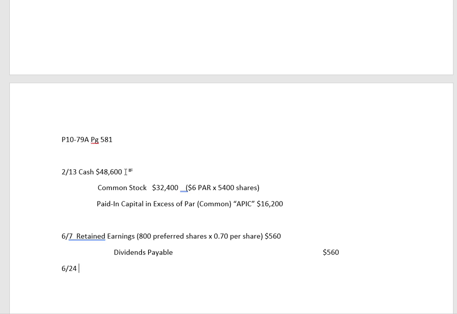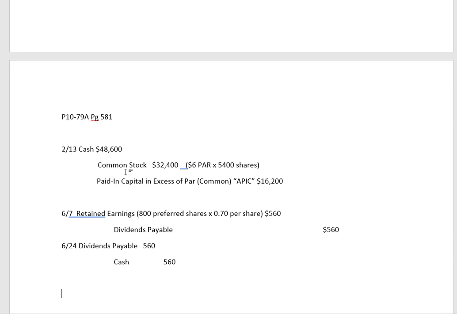June 24th, we actually pay this dividend. So when we pay it, all we're going to do is reduce our dividends payable liability by $560, and we pay cash $560. Okay, August 9th. We declare and distribute a 20% stock dividend on common stock. The market price of the common stock was $12 per share.